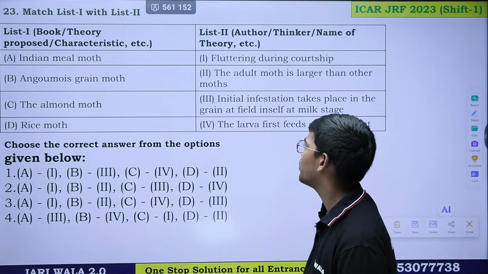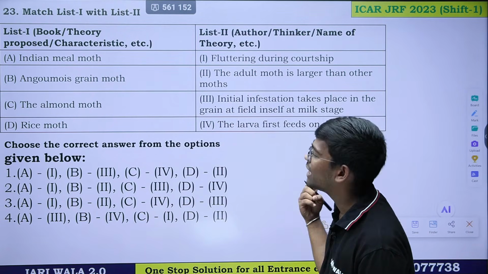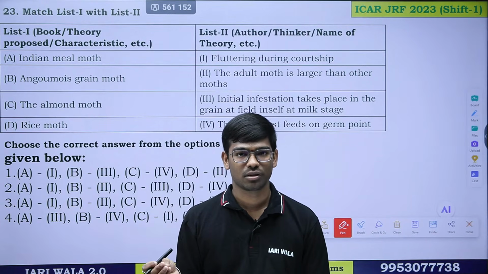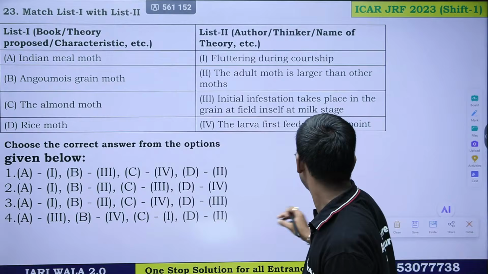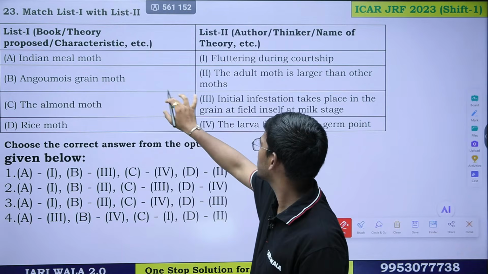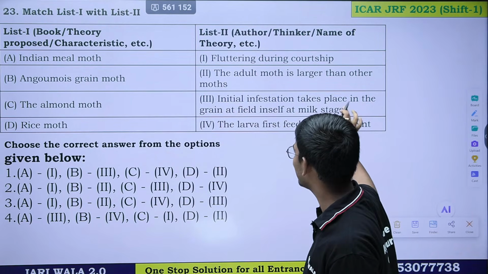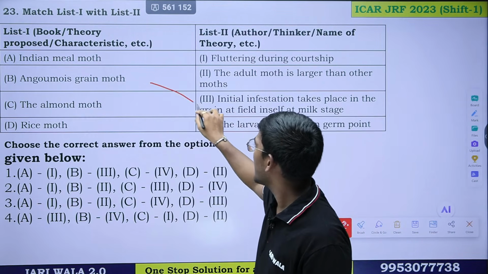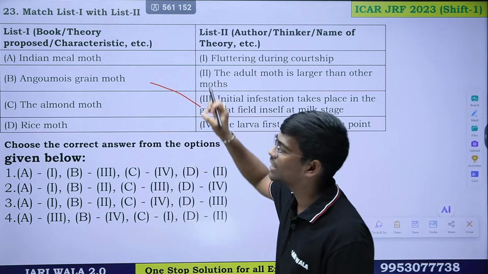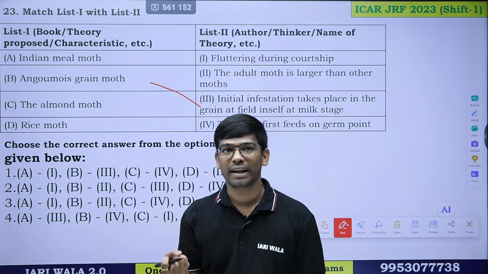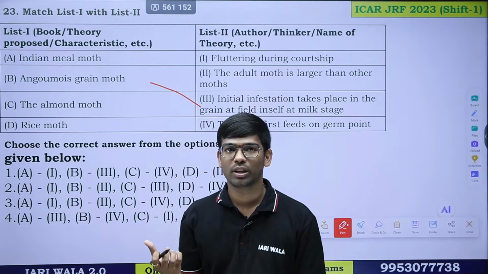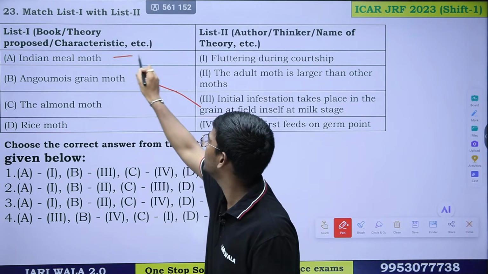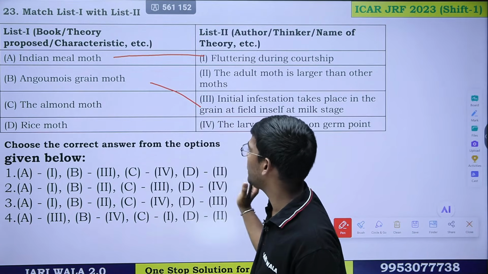And the Angoumois grain moth, we all know, causes damage in the standing crop as well as in storage conditions too. So here we can connect this Angoumois grain moth: initial infestation takes place in the grain at the field itself at the milking stage. Yes, this is correct. And the Indian meal moth has characteristic mating movements, that is fluttering movement during courtship, which is nothing but mating. So this will be A1, B3.